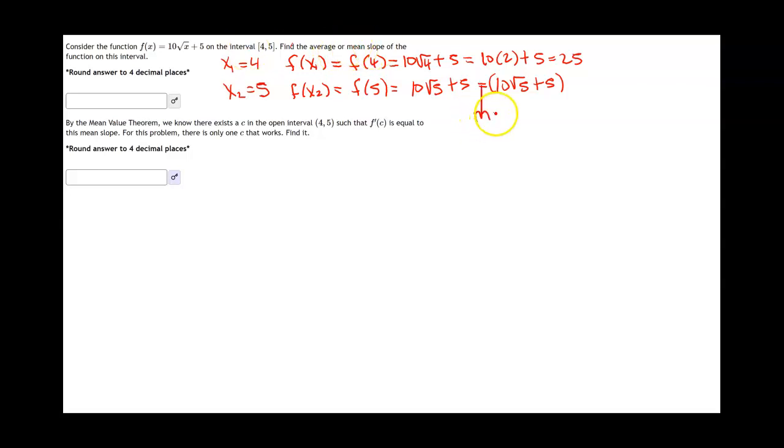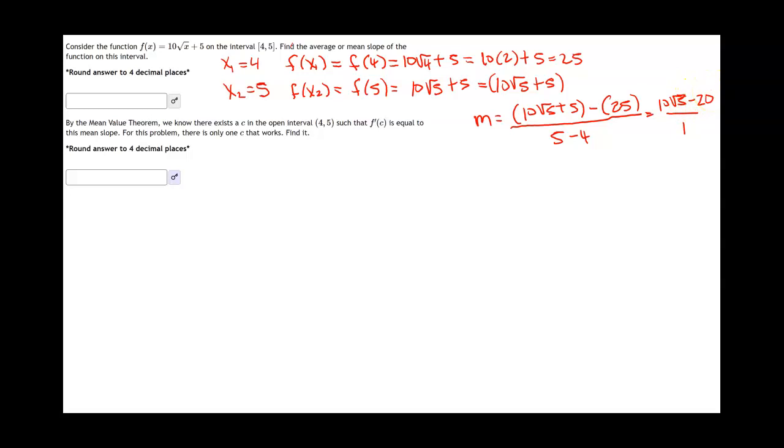So my slope is going to be f of x2, which is given by parentheses 10 radical 5 plus 5, minus f of x1, which is 25, divided by x2 minus x1, which is 5 minus 4. Now we know that 5 minus 4 is equal to 1, so all I'm doing is simplifying the numerator. We have 10 radical 5, and then we have 5 minus 25, which is a negative 20.